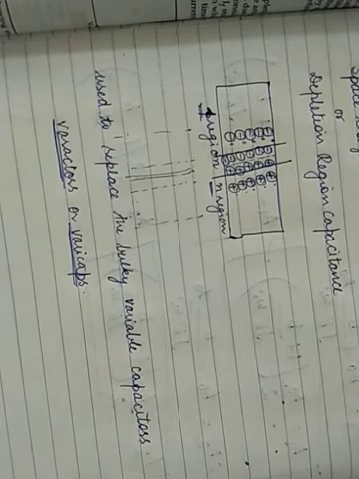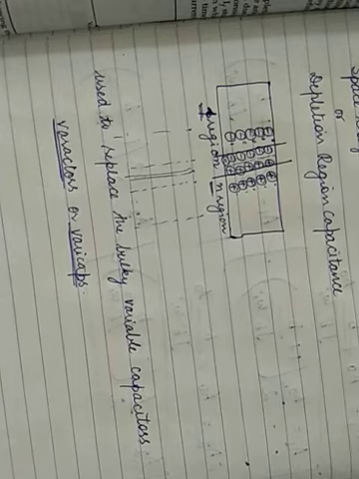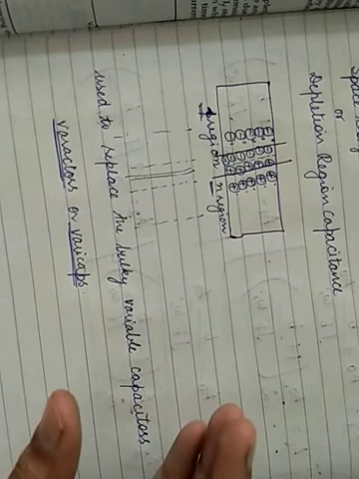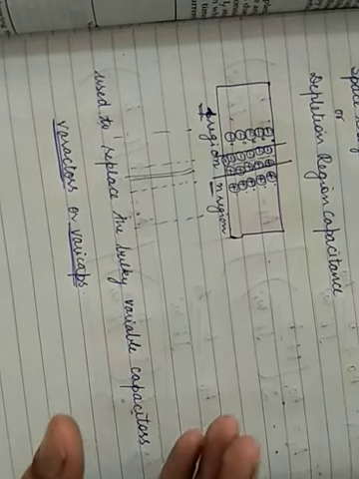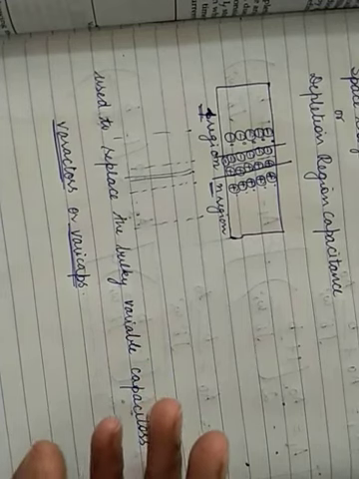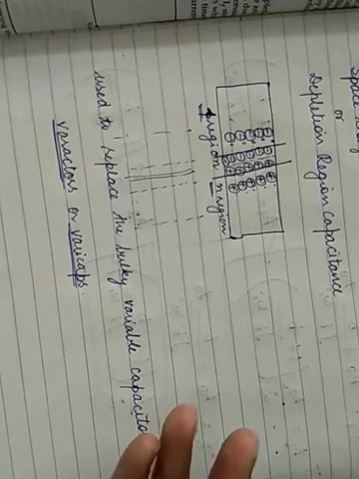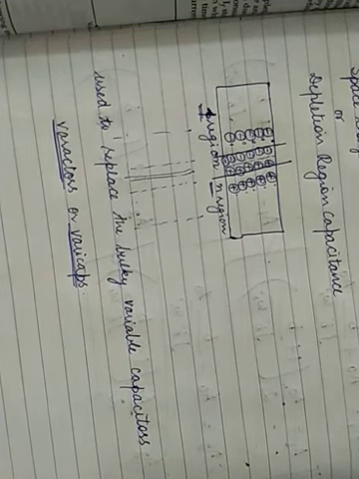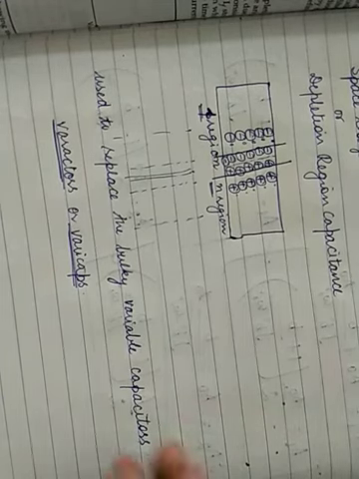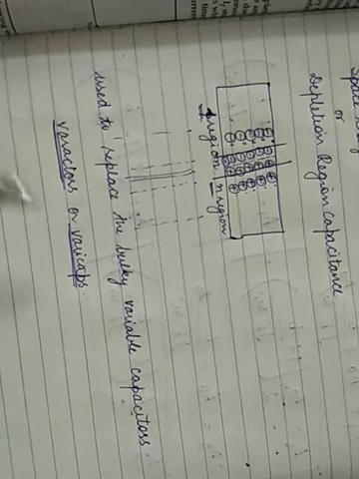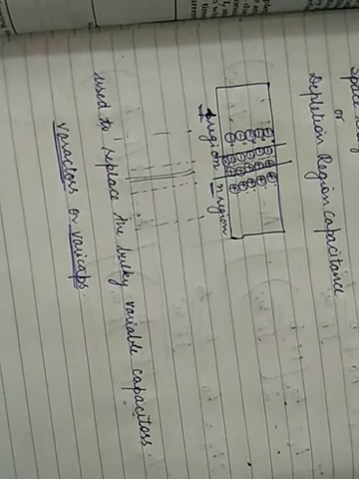This is used to replace the bulky variable capacitors. We have variable capacitors, but those are very big as compared to diodes. So these specially made diodes are named varactors or varicaps. They are known so because of the variable capacitance property.